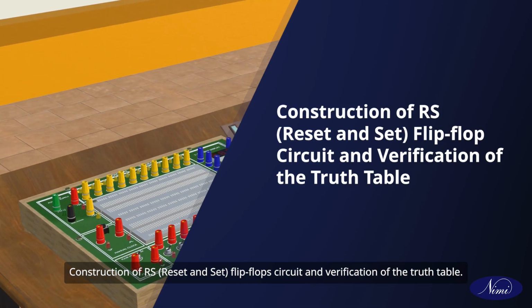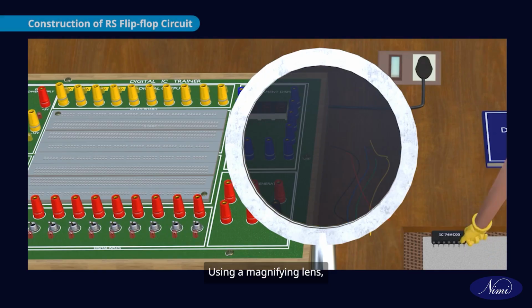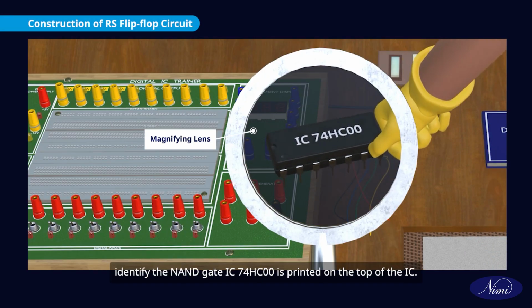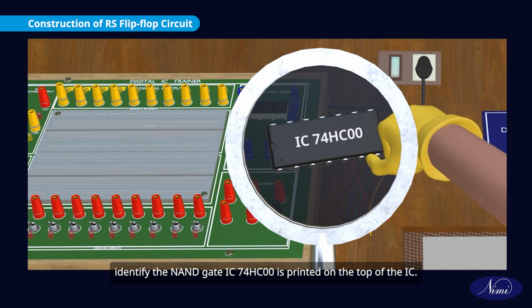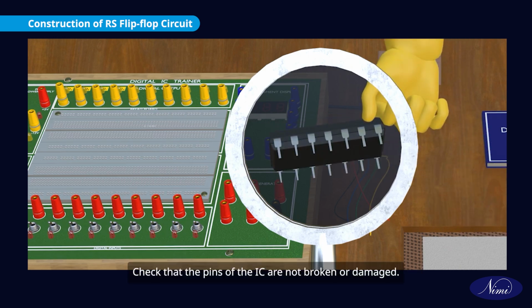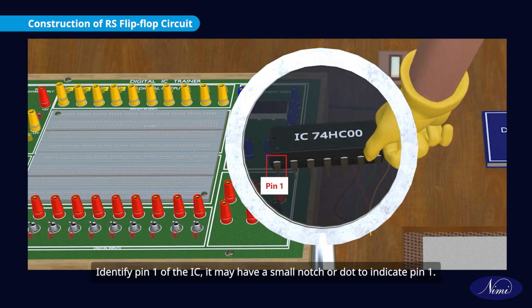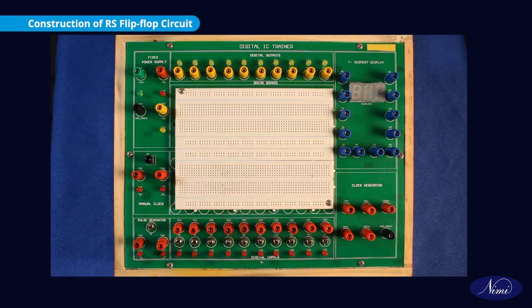Construction of RS, reset and set flip-flop circuit and verification of the truth table. Using the magnifying lens, identify the NAND gate IC74HC00 printed on the top of the IC. Check that the pins of the IC are not broken or damaged. Identify pin 1 of the IC. It may have a small notch or dot to indicate pin 1.